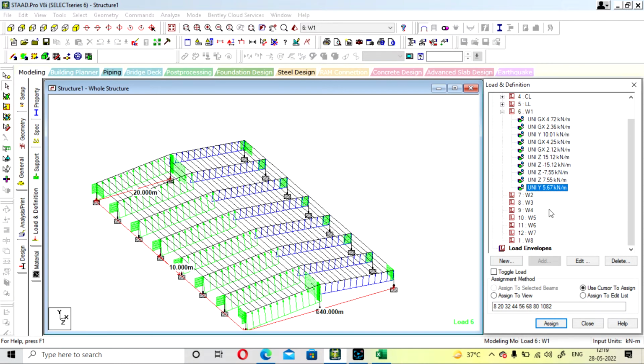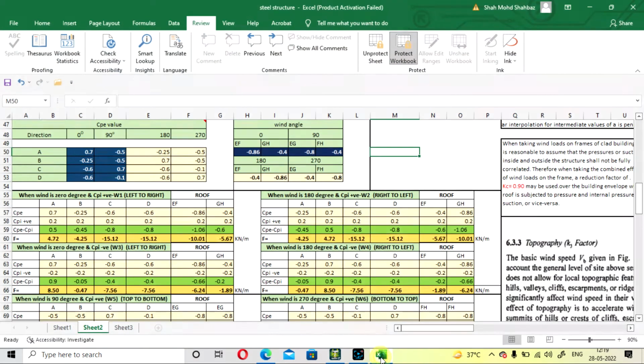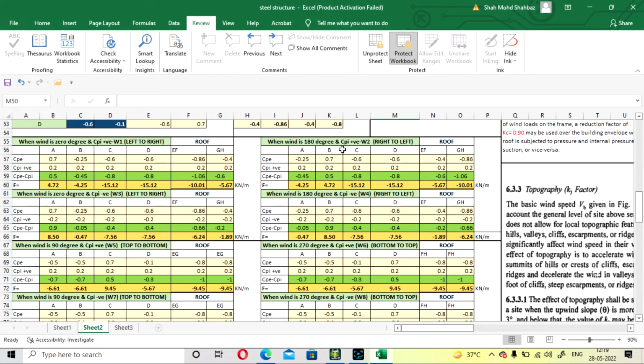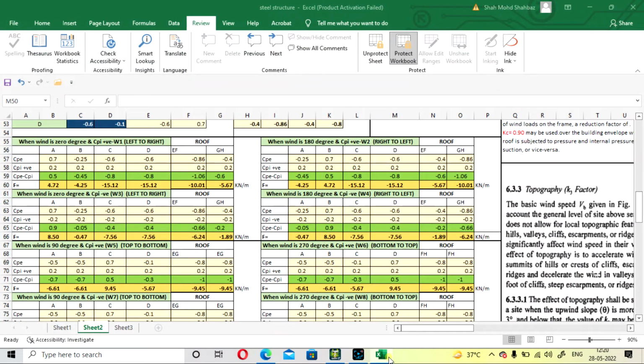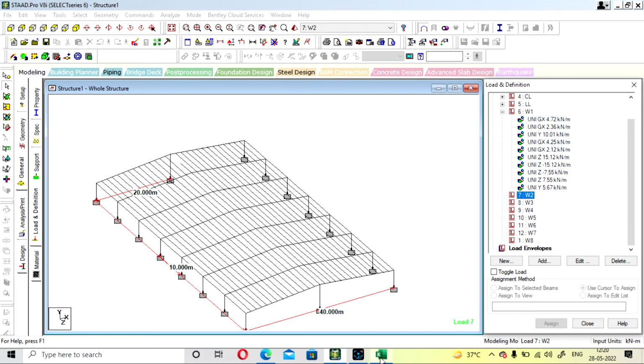So 8 load categories will be defined, and for all 8 loads you have to fill. So this will be 0 degree positive, and W2 will be 0 degree negative. W3 will be, sorry, when wind is from 180 degree, that is from right to left. In this category your wind will flow from this side, so this value will come as positive, toward the structure, and all the other values will be negative because they will go up away from the structure.